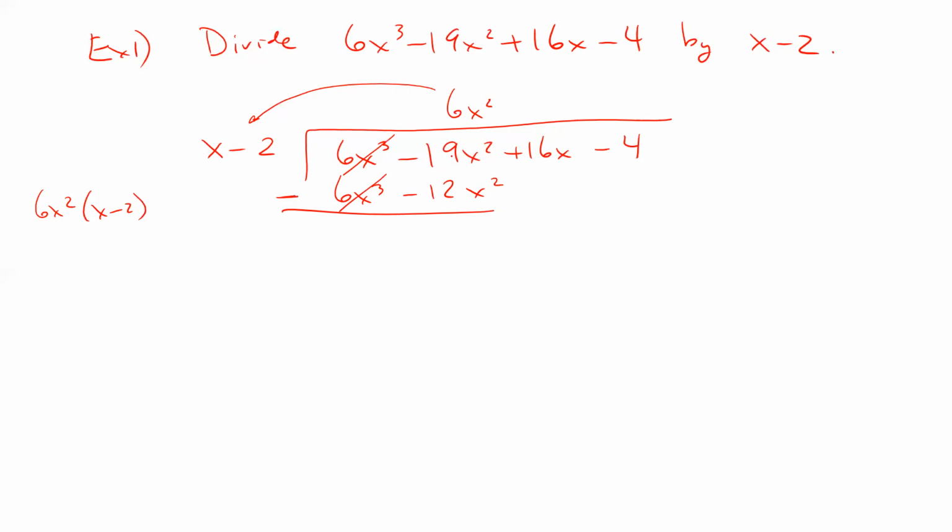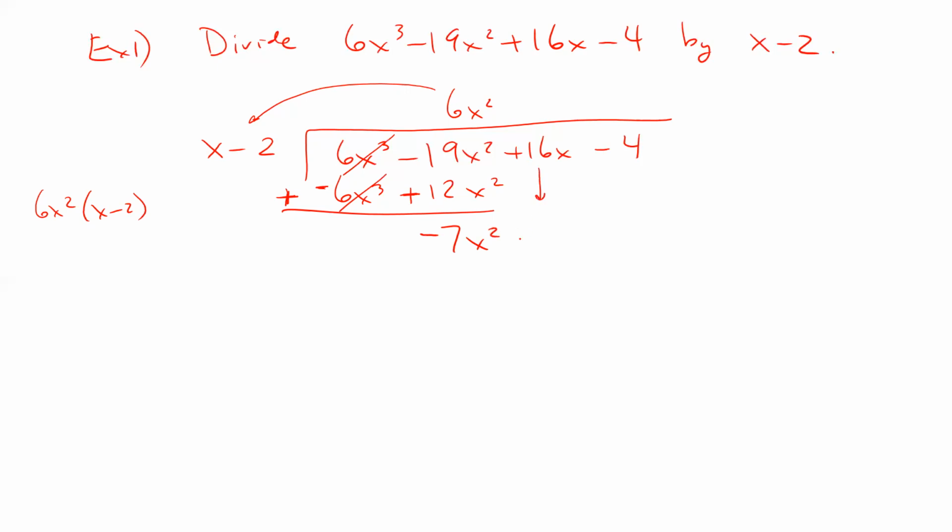So negative 19, subtract a negative 12. I don't like to be doing that all the time. Can I just do this? I'm going to change this to a plus, and I'm going to change the signs inside here all the time, because then I can just be adding down, or just combining. Negative 19 plus 12 makes negative 7x squared.